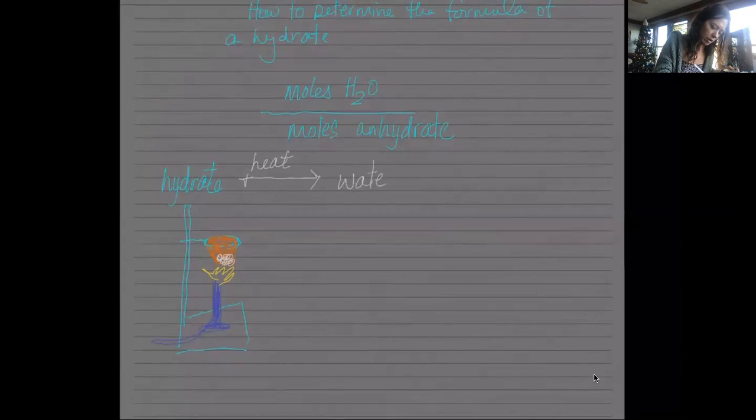We're going to add heat that's going to drive the water out of the hydrate, and we now have something called the anhydrate. So we have the hydrate equals the water and the anhydrate. This is the compound without the water.